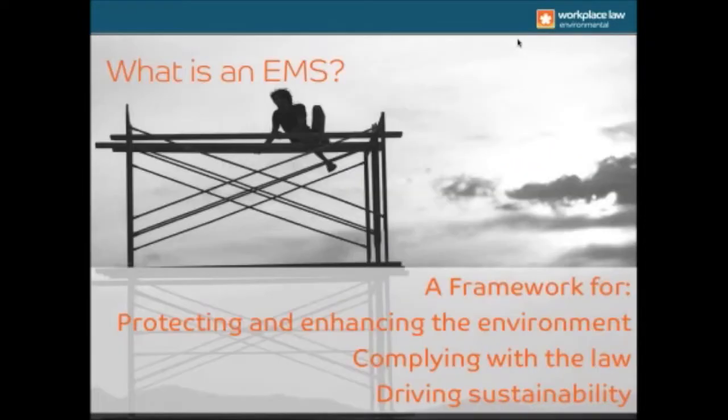So what is an environmental management system? Now this section is quite brief really. What we're going to say is an environmental management system is a framework that helps a company achieve its environmental goals through consistent control of its operations. Obviously, the assumption being that increased control will improve the environmental performance of the company.